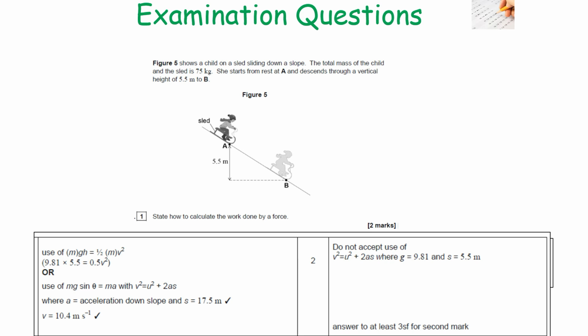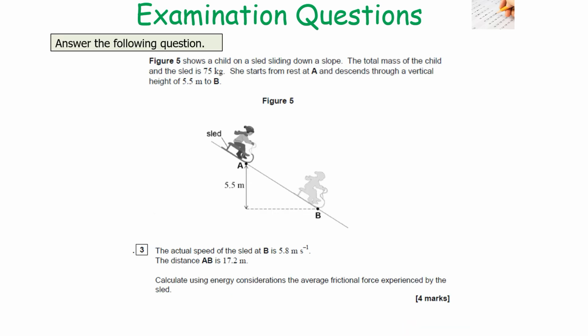Therefore we can pop our numbers in because we know g to be 9.81, we know h to be 5.0, 10.5 meters, and we know a half v squared on the other side, so we can rearrange it, make v the subject, and we get 10.4 meters per second. Let's have a look at our next question.